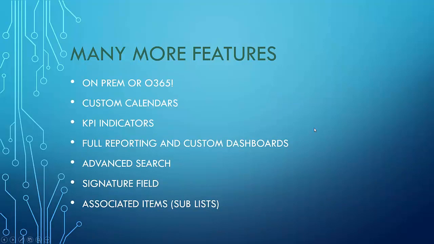Okay, and before I wrap up, we'll jump into SharePoint now. There's a lot of features in InfoEyes. I just want to mention briefly, it is available fully for on-prem or Office 365. It does provide calendar tools. I had mentioned there are KPI indicators. You'll see that in the presentation. There's full reporting capabilities and custom dashboards, an advanced search tool, there's a signature field, and one nice setup, we'll see in our demo, you can do associated items where you can create kind of like database functionality in your list. So lots of great tools and features built into this in addition to the look and feel that we're showing in our presentation today.